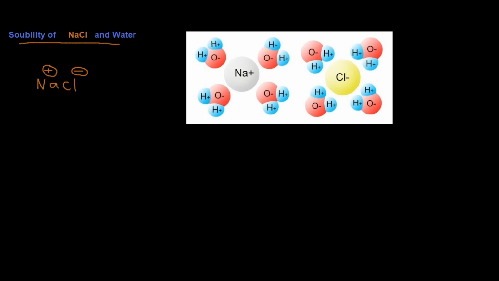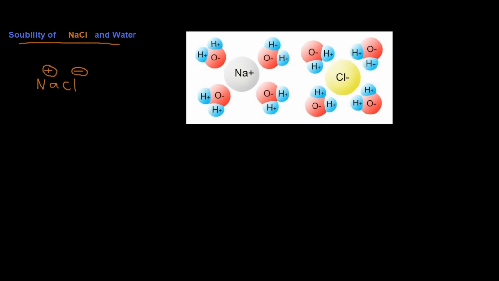Water can dissolve salt because the positive part of the water molecule attracts the negative chloride ions, and the negative part of the water molecule attracts the positive sodium ions. The amount of substance that can dissolve in a liquid at a particular temperature is called the solubility of the substance. The substance being dissolved is called the solute, and the substance doing the dissolving is called the solvent.